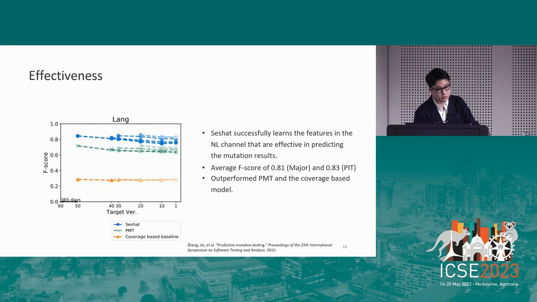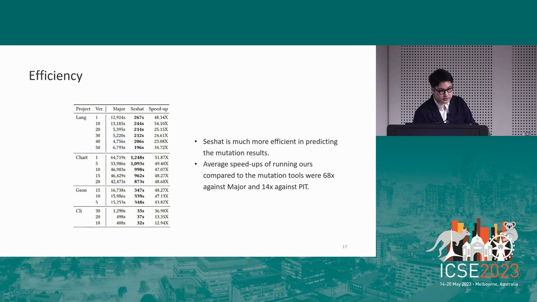I think this literature supports that our new static features using the natural language channel are quite effective in predicting and learning the mutation result. And the second research question is about efficiency, because our technique is a trade-off between the cost and the accuracy of the mutation result. Because as I mentioned, this is a predictive approach, so there can be a misprediction of the result.